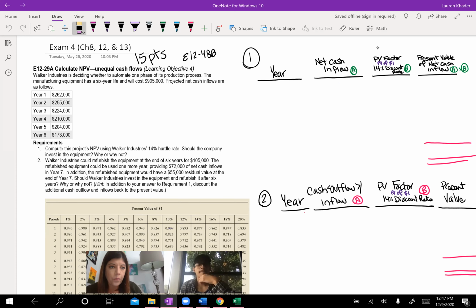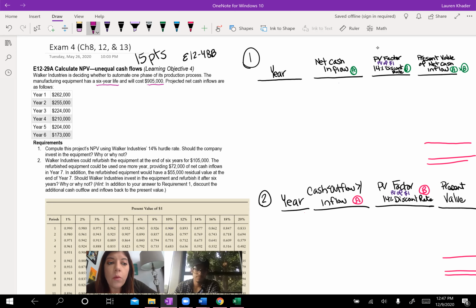So Walker Industries is deciding whether to automate one phase of its production process. The manufacturing equipment has a 6-year life and will cost $905,000. So this will be relevant. And the 6-year life is probably also going to be relevant somewhere. Projected net cash inflows are as follows.